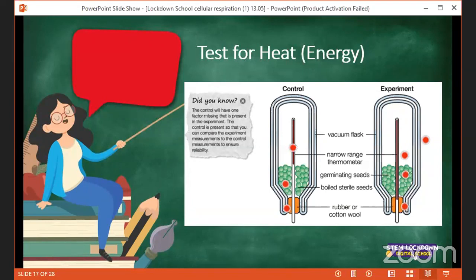So I'd just like to ask a quick question. Just send through your answer in the group chat. If I would ask you to write down a hypothesis for this type of test, how would you put it? Write down a hypothesis for this type of experiment.